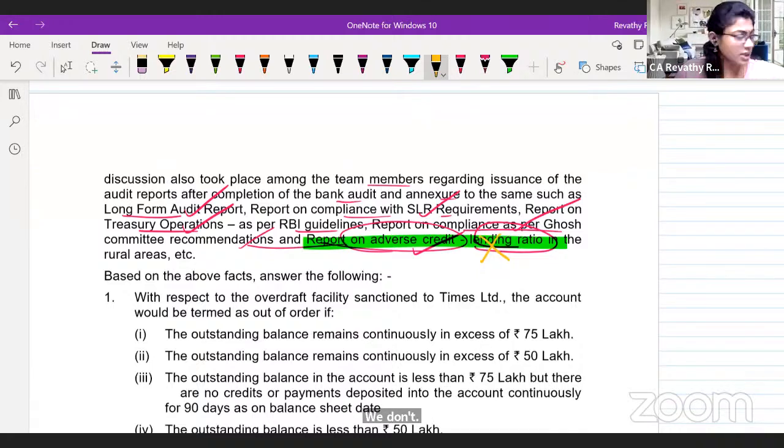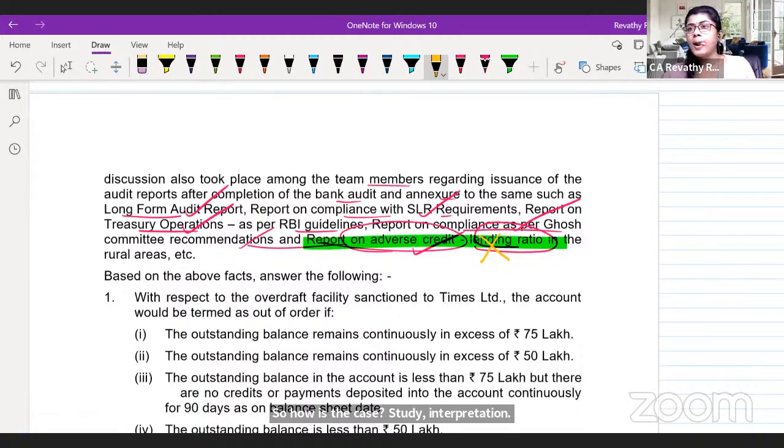So how is the case study interpretation? Are we clear? So once this is over, questions are like a piece of cake. Come on. And if one is clear, you have to put 2. Why? You should have all the fun. I will also have fun now.